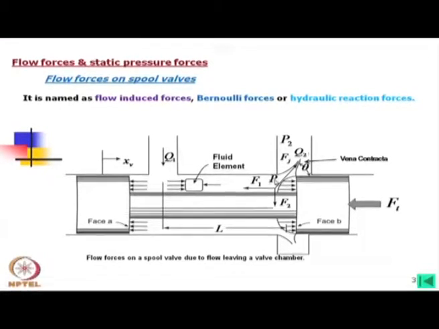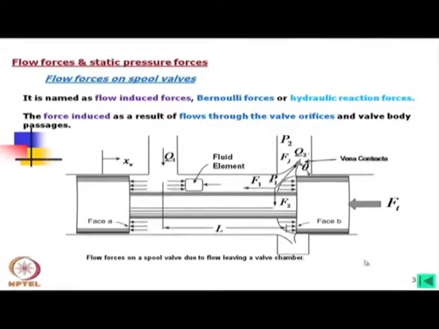Now, pressure P 1 we can measure here, inside, and P 2 is the outside. We should say that this is section 2 and here is section 1, and we can consider the pressure here to here to be more or less the same, although there will be a flow, but there is very little restriction. So P 1 here and the pressure here also will be P 1. Now, the force induced as a result of flow through the valve orifices and valve body passages, which I have already explained.